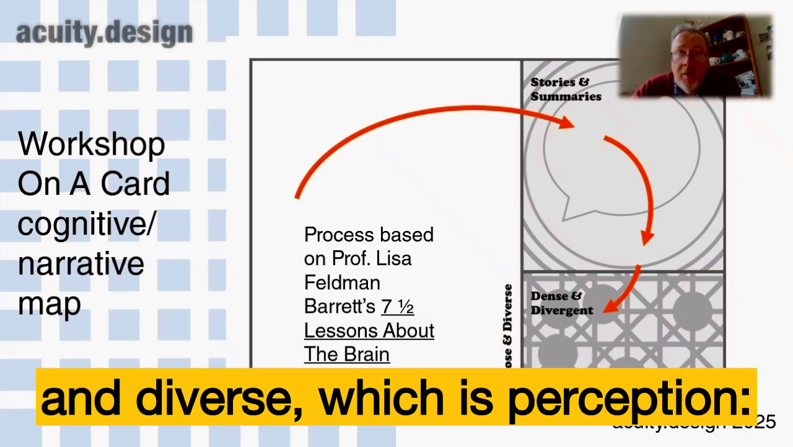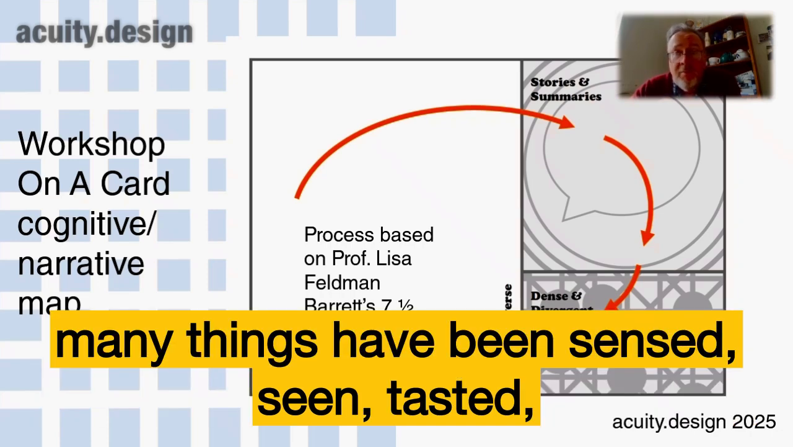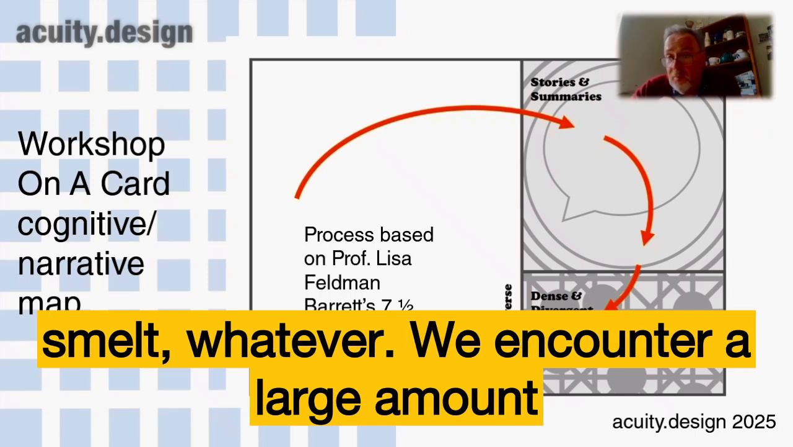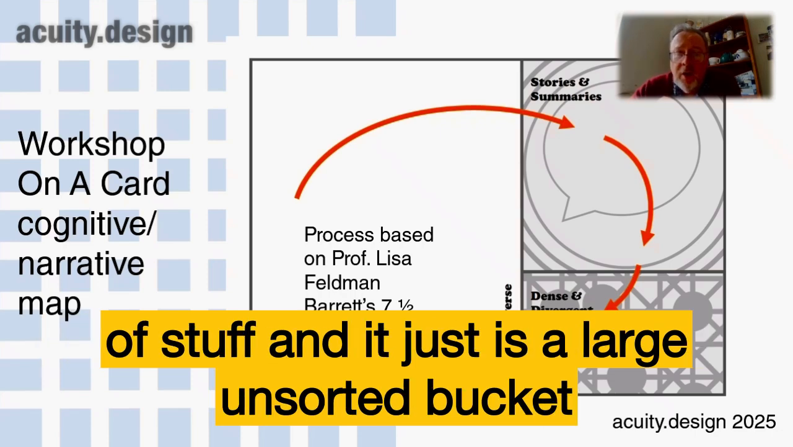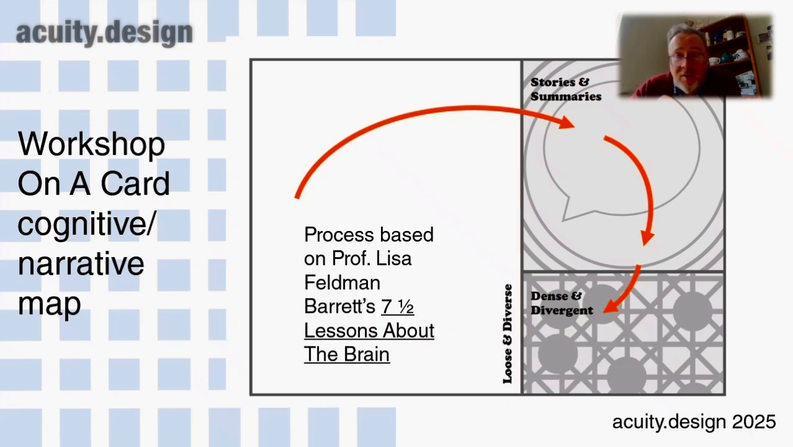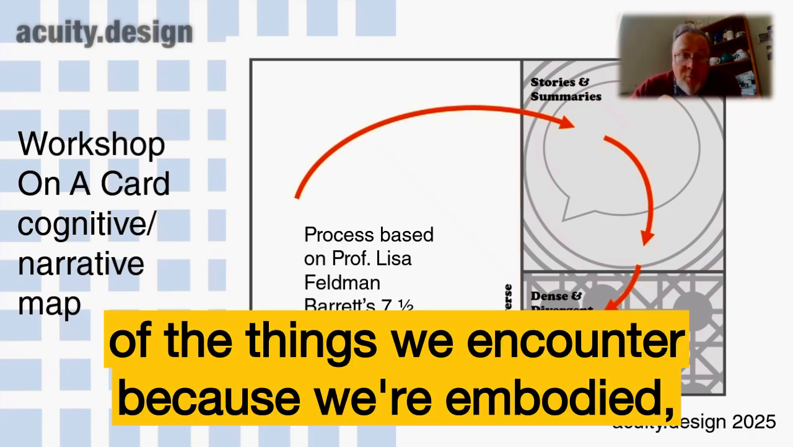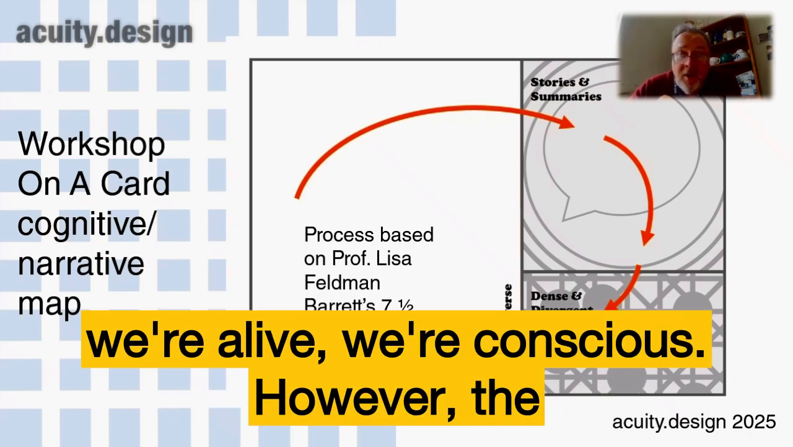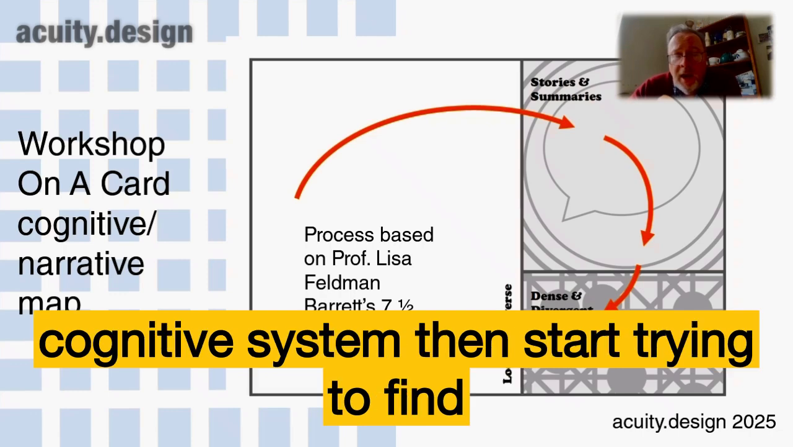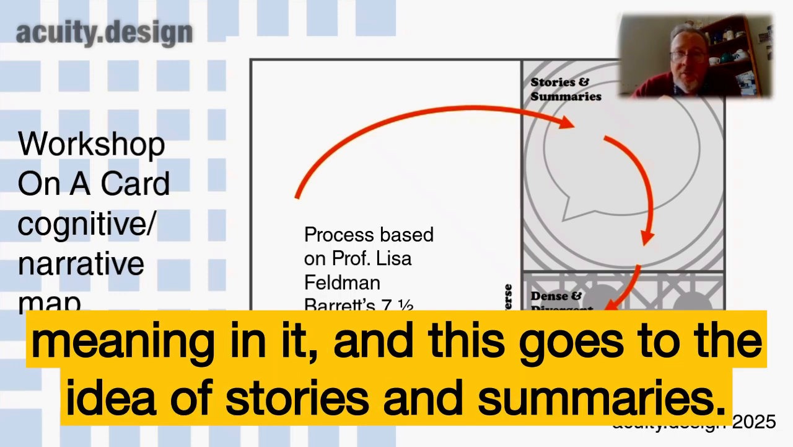So we have loose and diverse, which is perception. Many things being sensed, seen, tasted, smelt, whatever. We encounter a large amount of stuff, and it just is a large unsorted bucket of the things we encounter, because we're embodied, we're alive, we're conscious. However, the cognitive systems then start trying to find meaning in it. And this goes to the idea of stories and summaries.